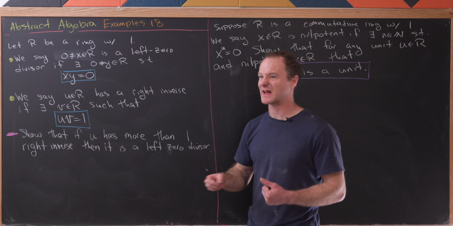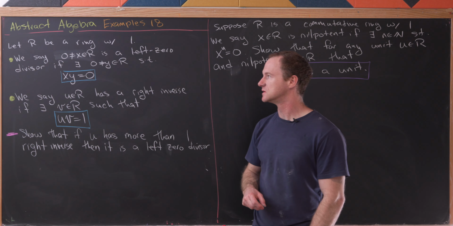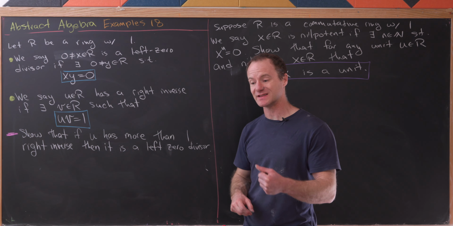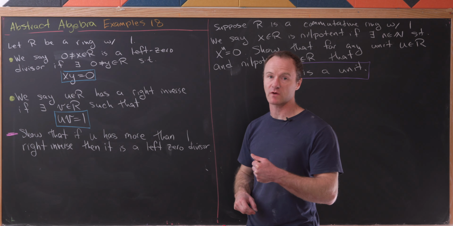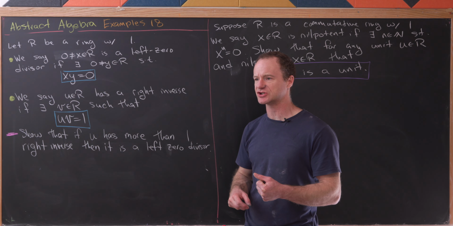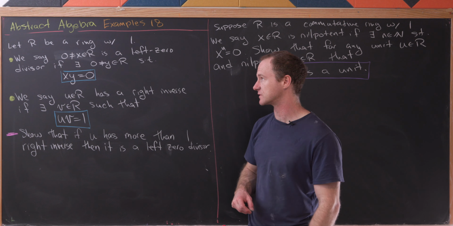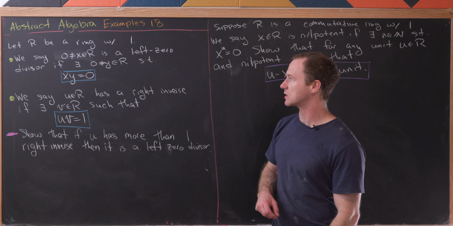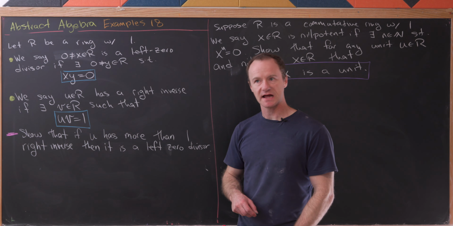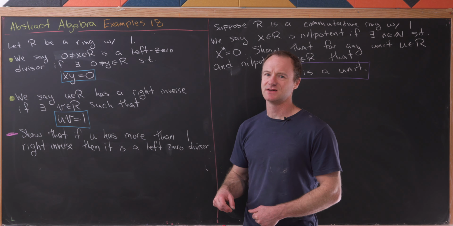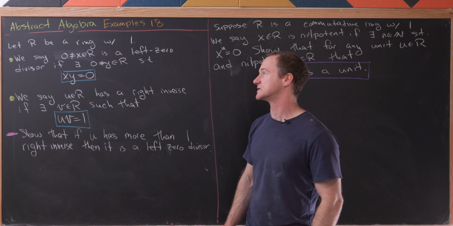Okay, so two more general questions. So the first deals with the notion of a left zero divisor and a right inverse, but this could be changed to a right zero divisor and a left inverse. So let's suppose that R is a ring with 1. It's not necessarily commutative. In fact, it's not commutative to make this interesting.